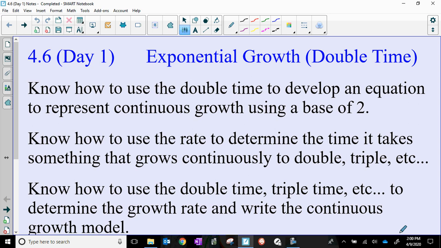the double time, and then we'll extend it on to triple time or quadruple time or 100 times bigger. If we just know the proportion of how much it gets bigger, we can figure out the rate if it's something that grows continuously.